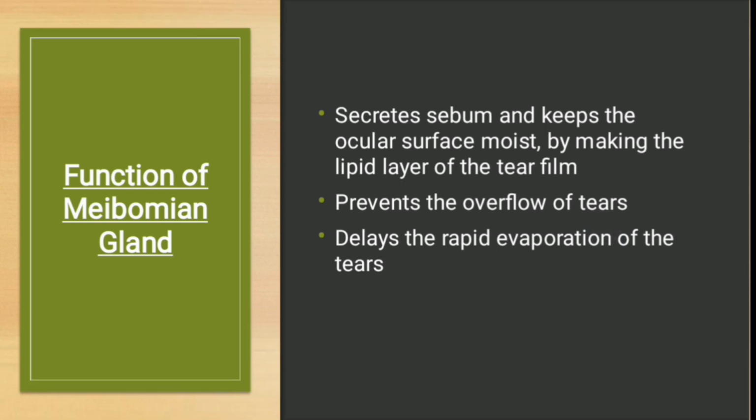So these meibomian glands help in the production of the oil. That oily secretion will help the tears to stay on the eye, and it will decrease the evaporation of the tears in order to keep the eye moist, right?